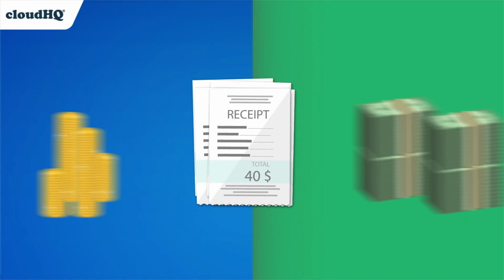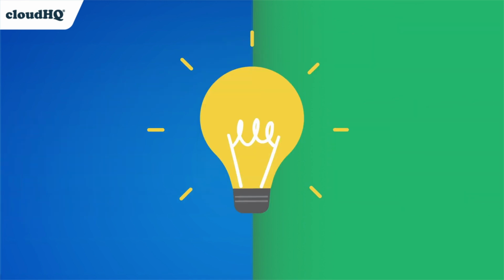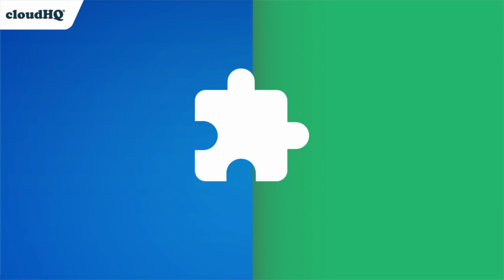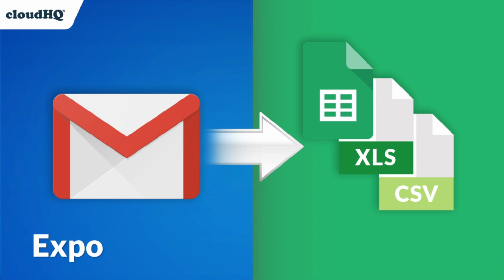Tax season is here, and you need an easy way to organize your invoices and receipts found in your email. CloudHQ has the perfect solution. I'll show you how to automate this process using our Google Chrome extension, Export Emails to Google Sheets.